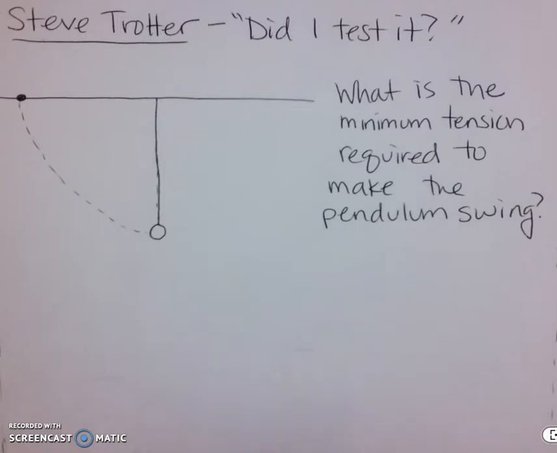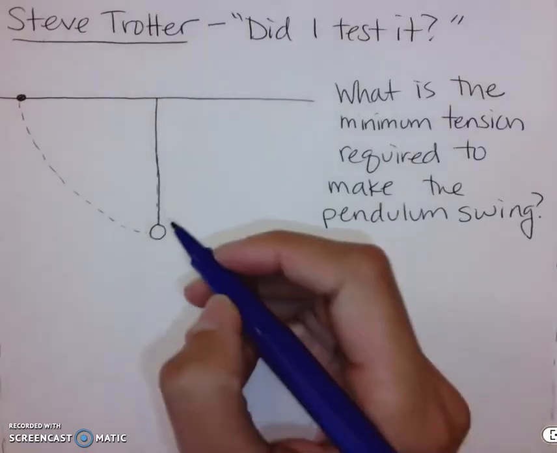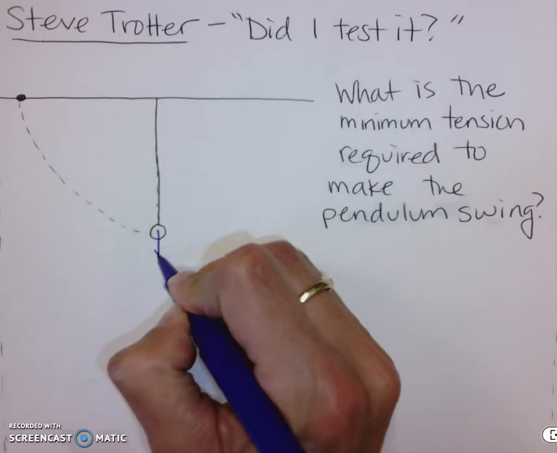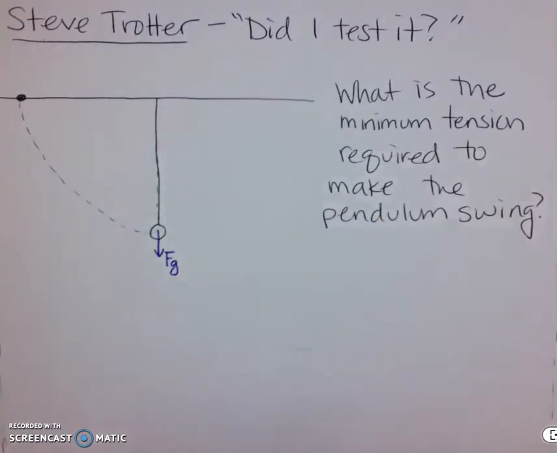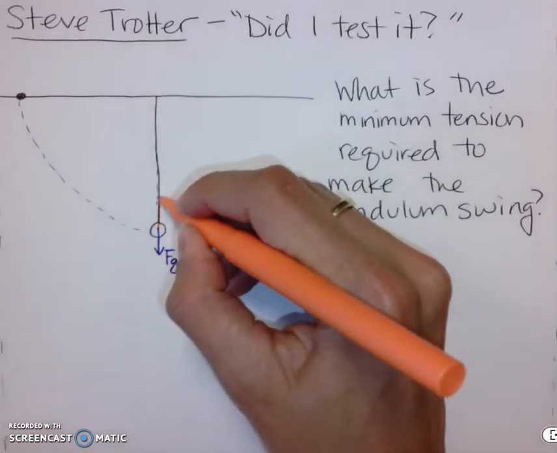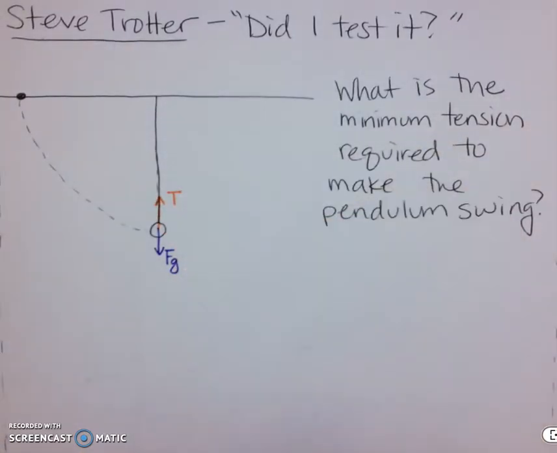And in order to do this, the first thing Steve Trotter probably should have done is taken a look at the forces acting on the pendulum at the bottom of the swing. And what I know is that gravity is going to act down out of the circle, and tension is going to act upward in towards the center of the circle.